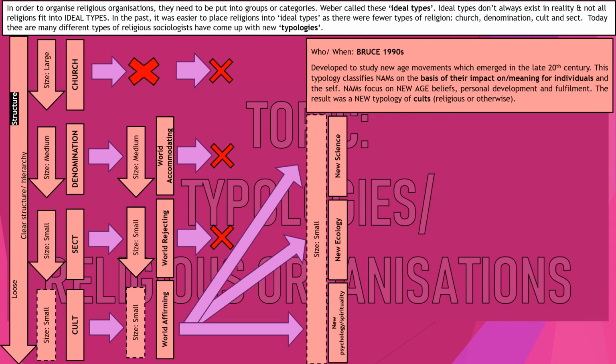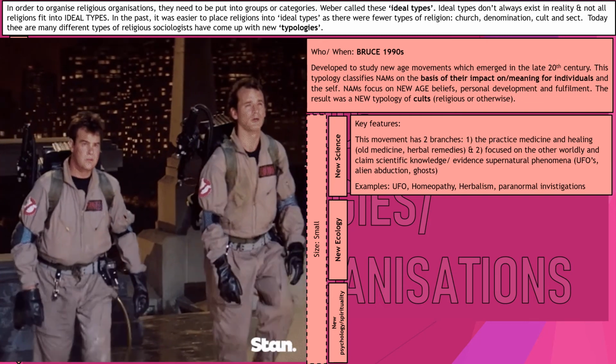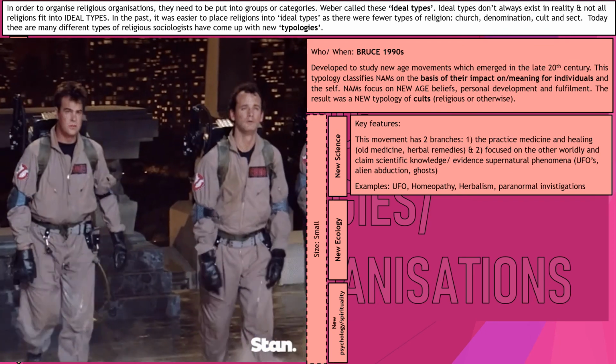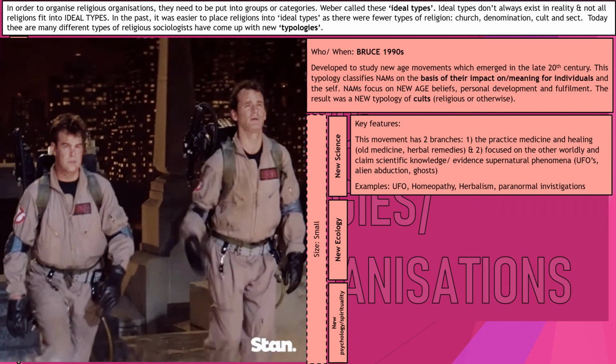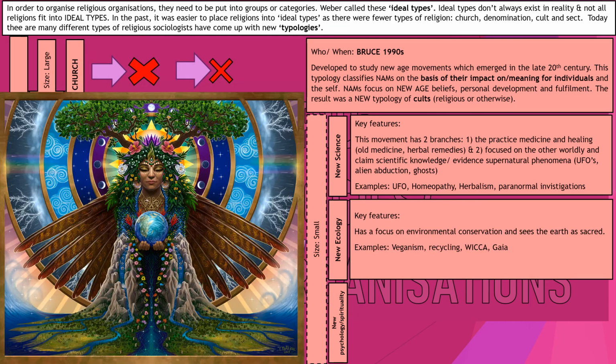So he focused on new science, new ecology, and new psychology, spirituality. Now, new science is all about new scientific thinking. It has two branches. You've got the practice of old healing or old medicine, so homeopathy, herbalism. You've also got focus on the otherworldly, so scientific evidence to study the otherworldly, so supernatural phenomena and alien abductions. New ecology is all about the environment, so it sees the earth as sacred and will cover stuff like veganism, recycling, Wicca, and Gaia.